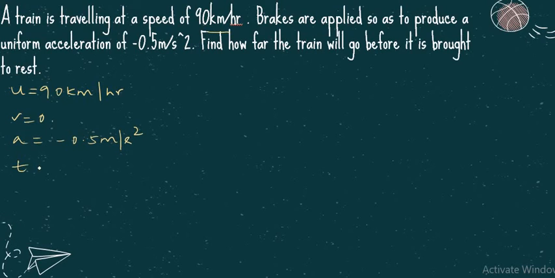And time, what is the time they have given? Brakes are applied so as to produce a uniform acceleration. Find how far the train will go before it is brought to rest. Okay, they have not given the time. They have not given the time. So, without using the time, can you find that?